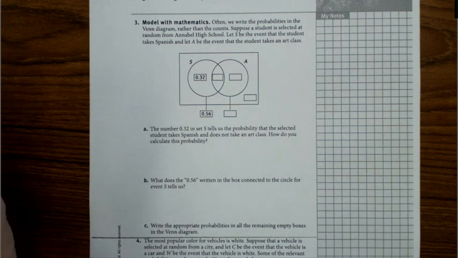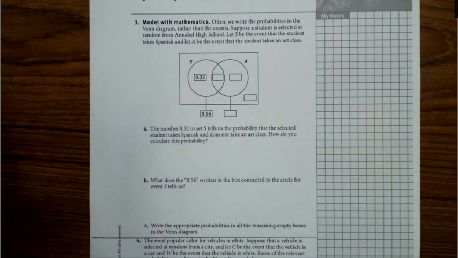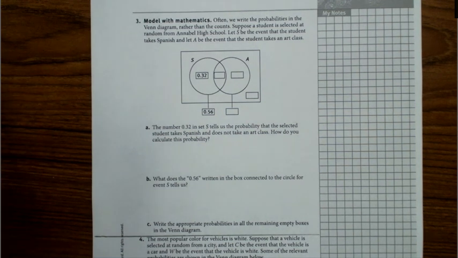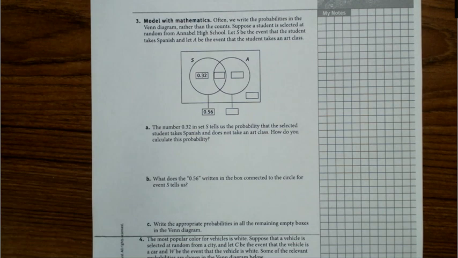The number 0.32 in set S tells us the probability that the selected student takes Spanish and does not take an art class. How do you calculate this probability? Where did that 0.32 come from?